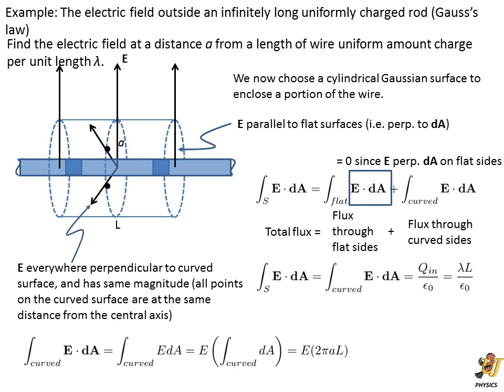Now, the integral of all the elements dA over the curved surface is just equal to the curved surface area itself, which in this case is equal to 2 pi a times the length of the cylinder. So we've got on the one side an expression for the electric field and the surface. On the other side, we know this is equal to the charge enclosed in that surface divided by a constant. If we solve this equation now for the electric field, we end up with the expression shown at the bottom right.